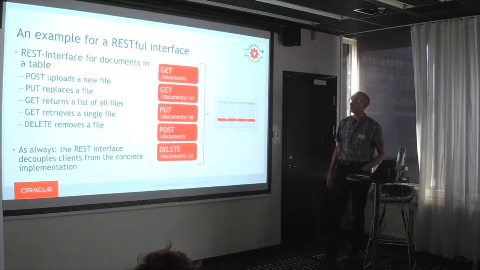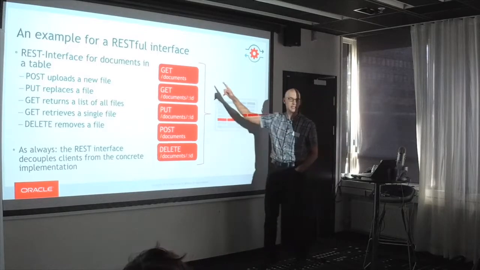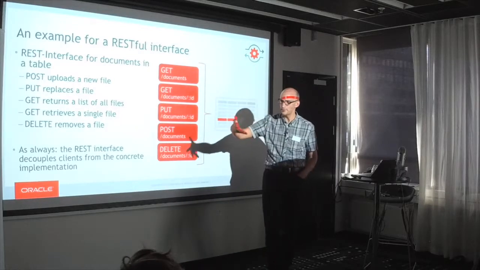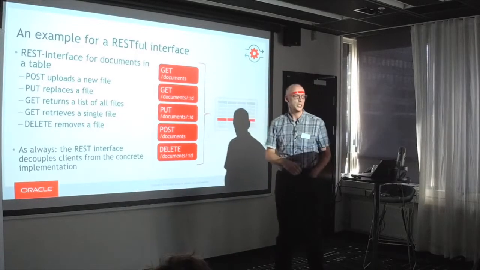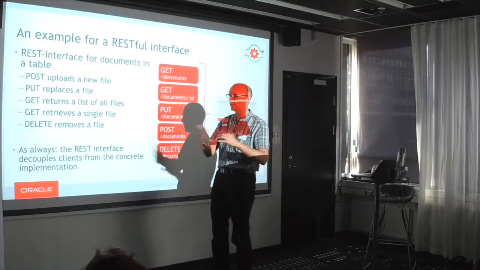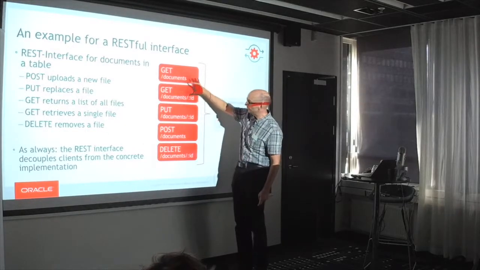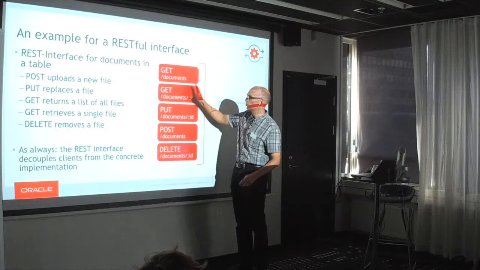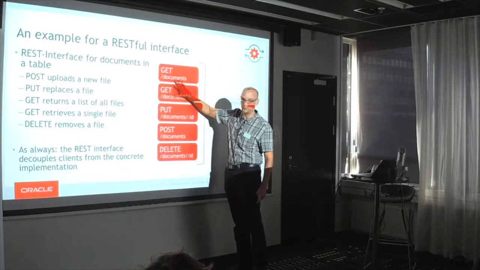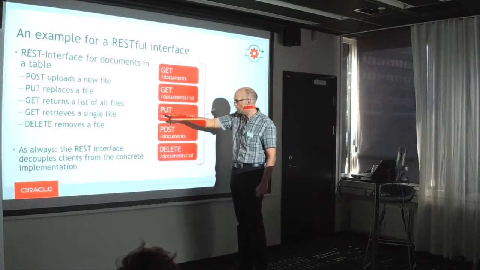So that could be another example for a RESTful interface. Such an interface is pretty easy to build with ORDS on a table. So if you have a database table, for instance, with a BLOB column, and you want to have a RESTful service which allows you to store files into the table, to get files and to remove files, it's pretty easy to build a REST API, and for a client, that API will pretty much look like this. You have the resource, and we have two handlers for the GET method. One is for the collection of documents, one is for individual documents.